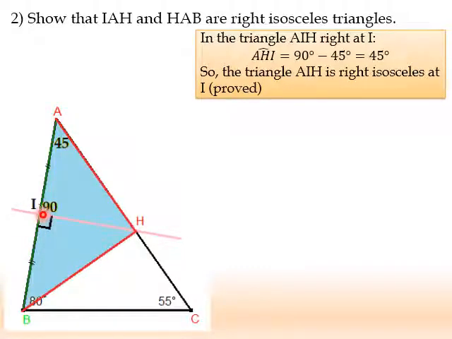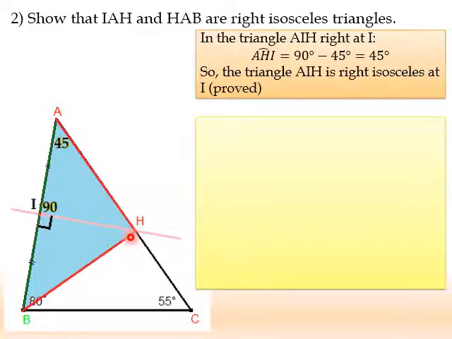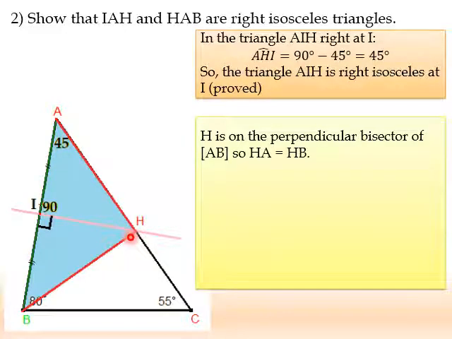Now let's move to the other triangle, HAB. I have to prove it is right isosceles. HI is the perpendicular bisector of AB, so HA equals HB. Why? Because any point on the perpendicular bisector is equidistant, having the same distance, from both extremities of the segment AB. So HA equals HB. Then I'm talking about an isosceles triangle.